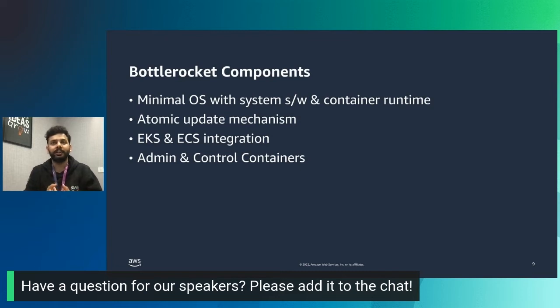Now, talking about the components. If we see from an operating system architecture standpoint, Bottlerocket is definitely, you can say, complex, but I'll try to simplify it using 4 points. So first, Bottlerocket is a minimal operating system that only comes with system software and container runtimes. It follows the atomic update mechanism. We will understand about the atomic update mechanism in the coming slides, but just as a one-liner, it follows a mechanism where we update the whole operating system with the image.